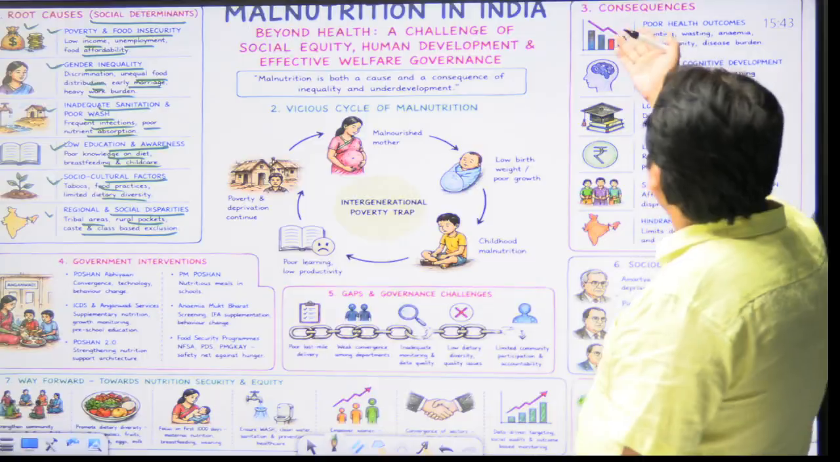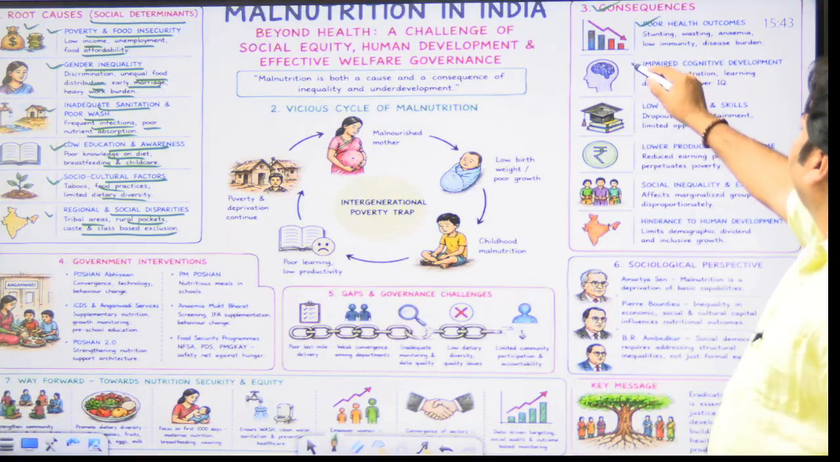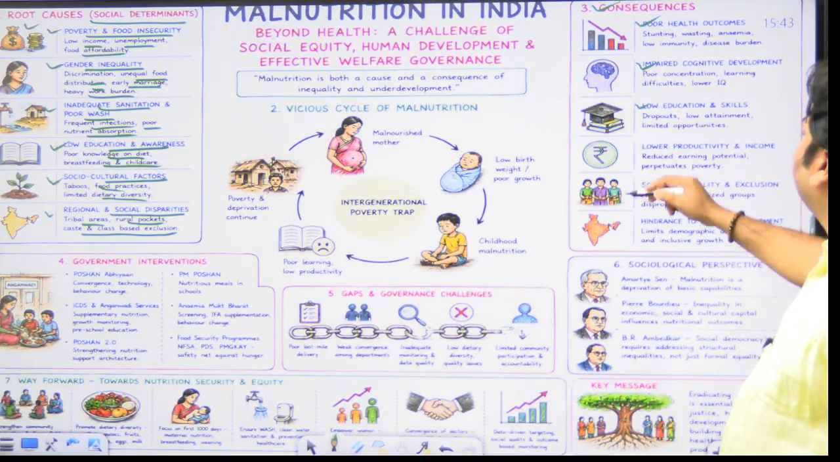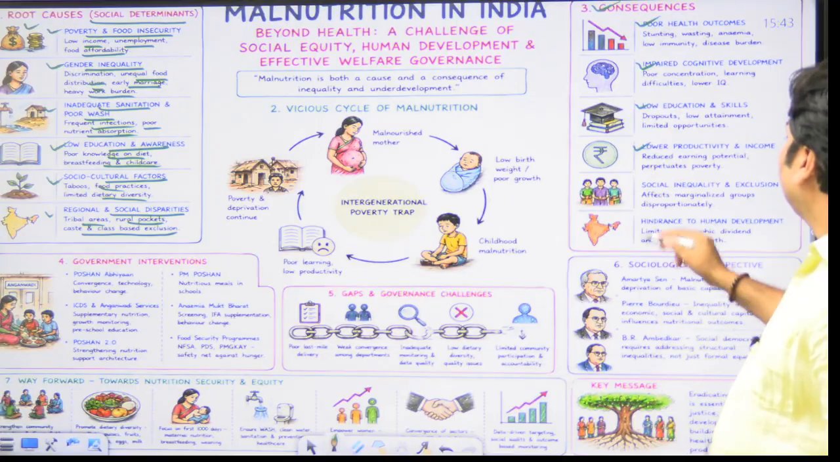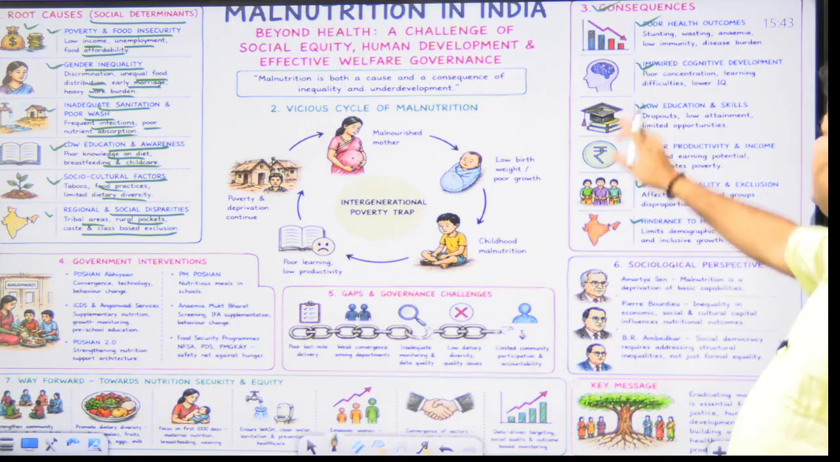Now third, consequences. What are the consequences? So the main points are poor health outcomes, impaired cognitive development, low education and skills, lower productivity and income, societal inequality and exclusion, hindrance to human development. Now you can write keywords here.